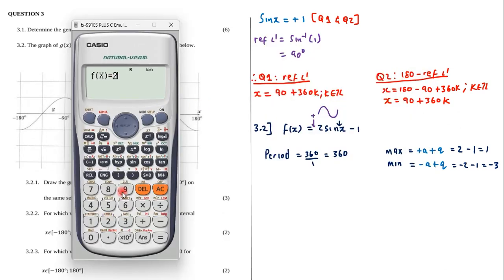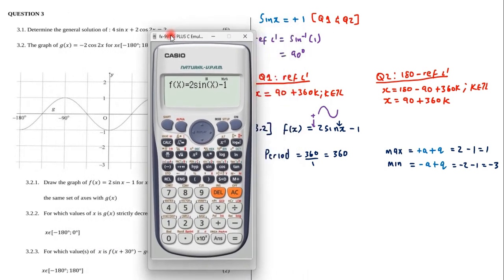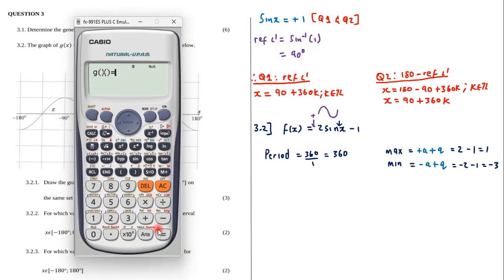So here we're just going to press 2 sine. To press the x there on that bracket, you're going to press alpha, then x, then close the bracket, then say minus 1. Let me just check there. Okay. Then you're going to say equal. Then it's going to ask you for g of x. For g of x, you're not going to do anything, so you're just going to press the equal sign.